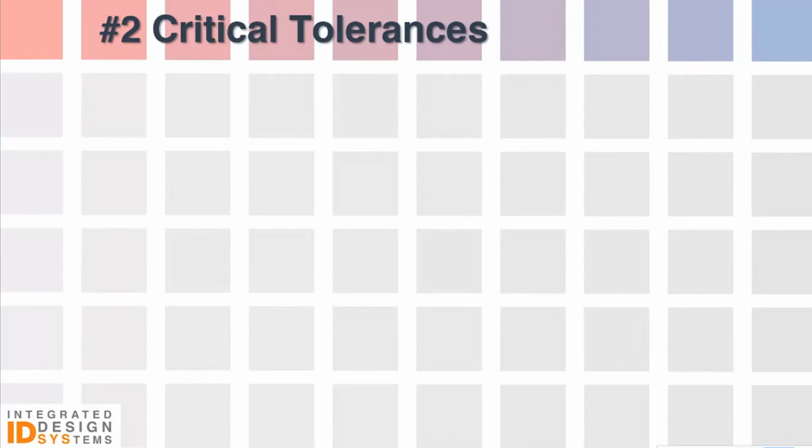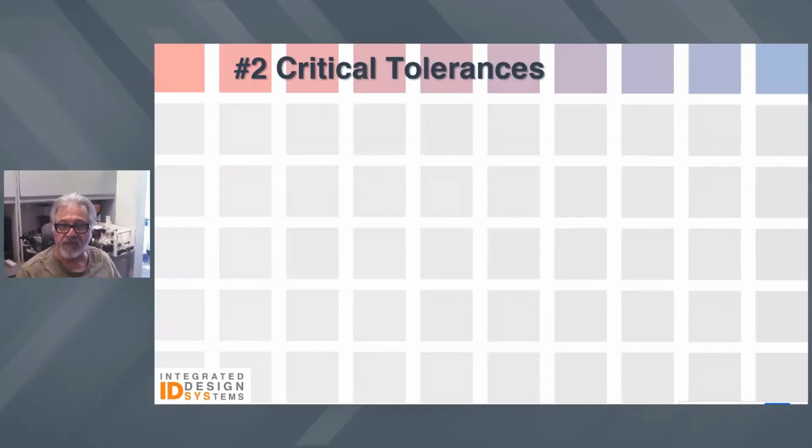So once your material is defined, of course, all these things are not done sequentially, they're done concurrently. Critical tolerances are another significant parameter for designing injection molded products.